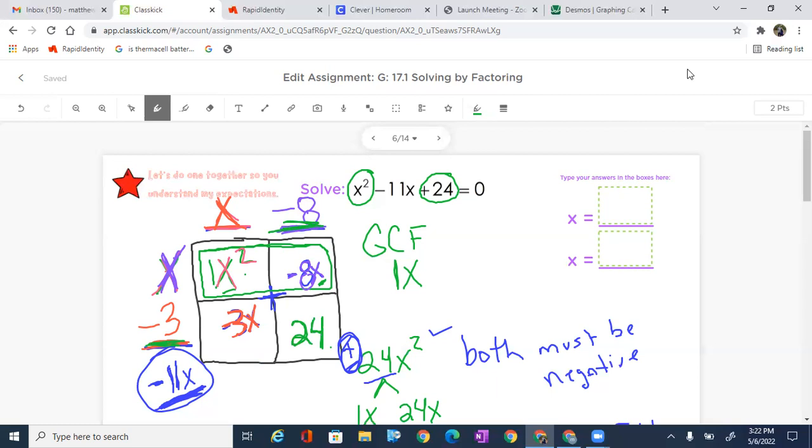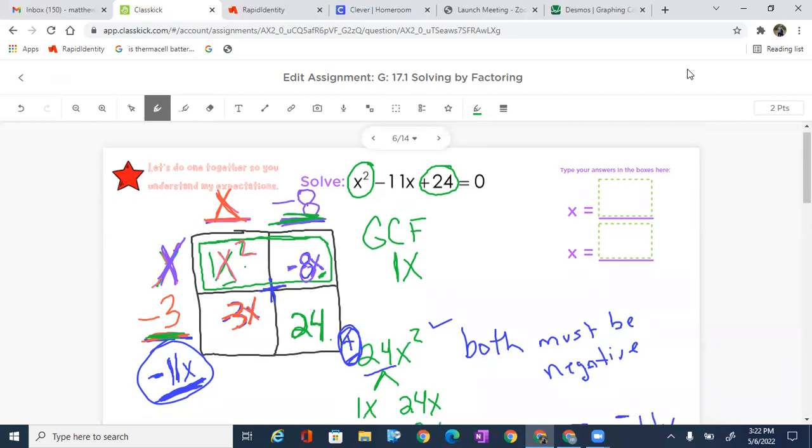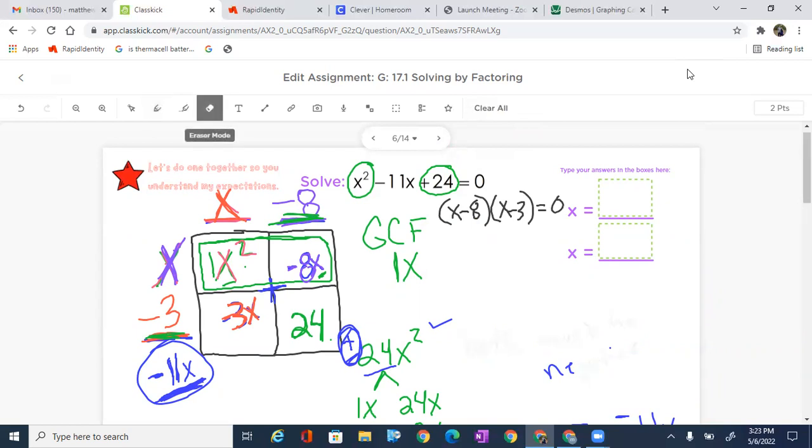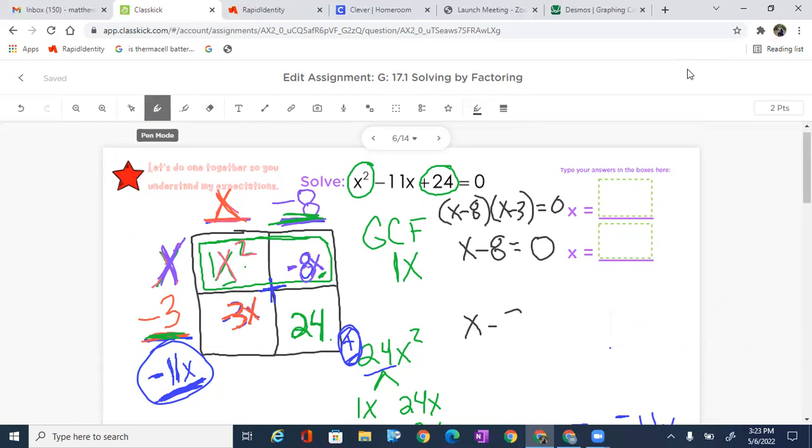All right, so we have factored it at this point. We have x minus 8. And let's go ahead and write this. I've got x minus 8 times x minus 3 equals 0. And what we have to do now is we just simply have to solve for the x values. So I'm going to go ahead and take x minus 8 and set that equal to 0. And I'm going to take x minus 3 and set that equal to 0. And just solve for x.